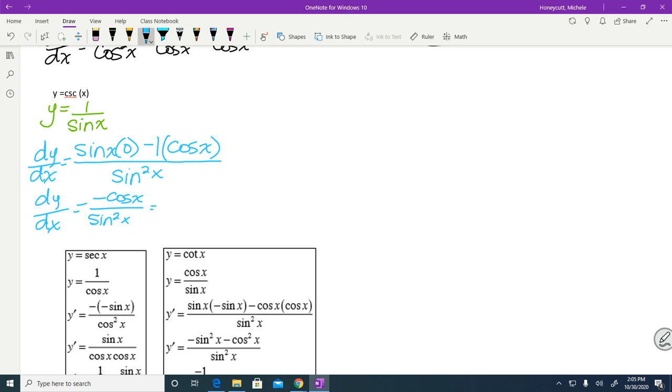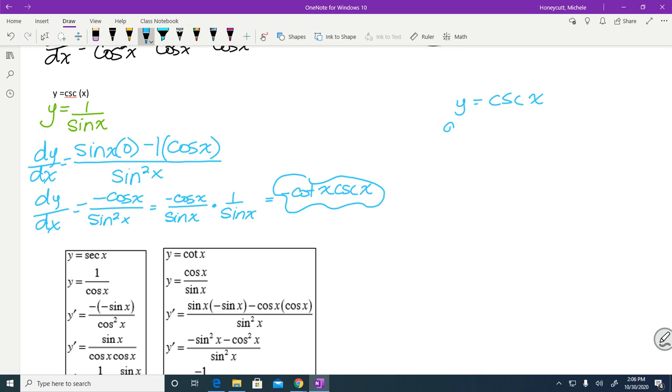Now I don't know what that is, so I'm going to rewrite it. Negative cosine of x over the sine of x times 1 over sine, because that would still give me sine squared in the denominator. Now negative cosine over sine is negative cotangent of x, and 1 over sine is cosecant of x. So this is the derivative of cosecant. So if the function is cosecant, the derivative is negative cotangent cosecant, but you will see it written in most books as negative cosecant of x, cotangent of x.